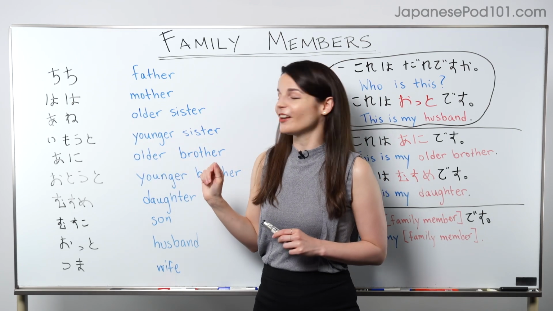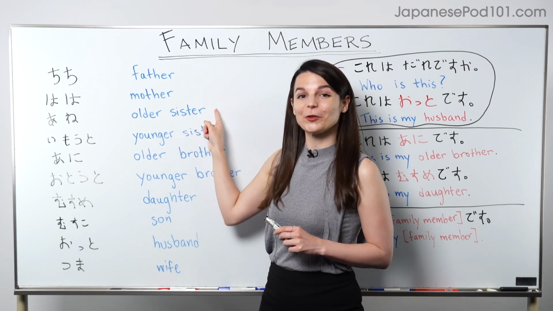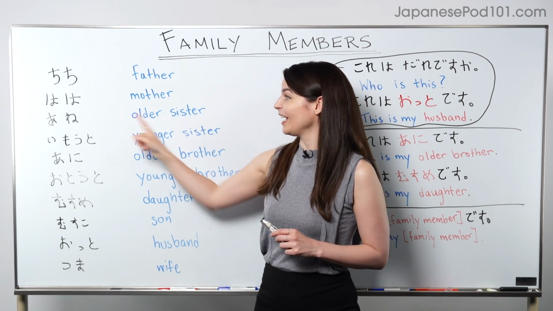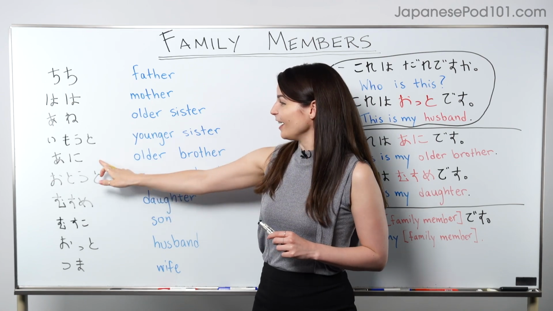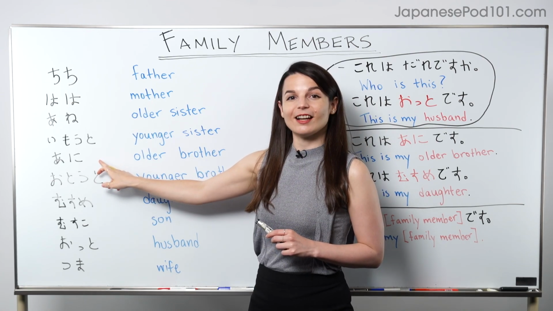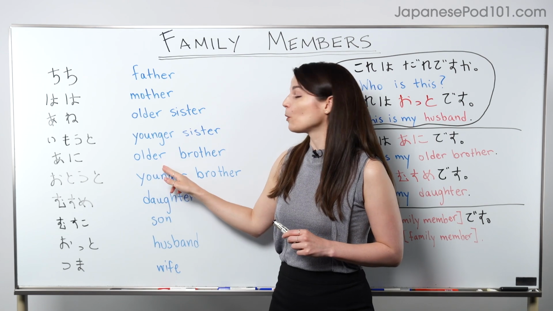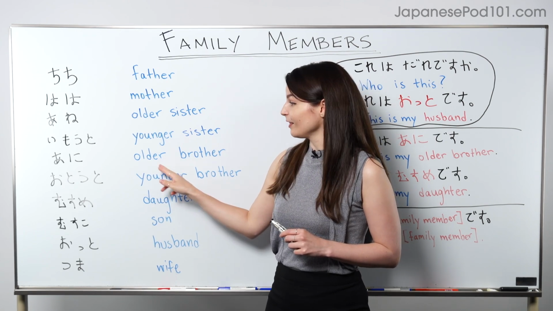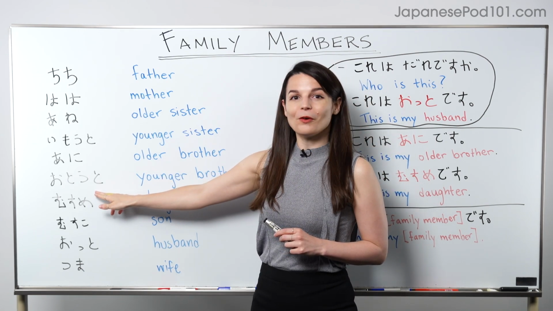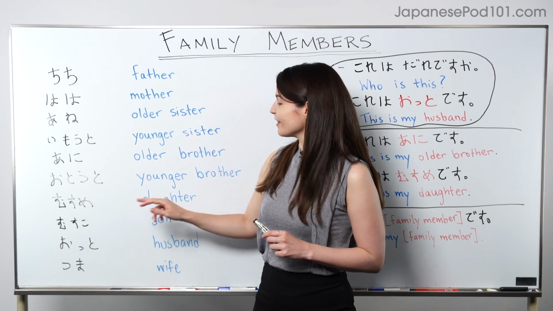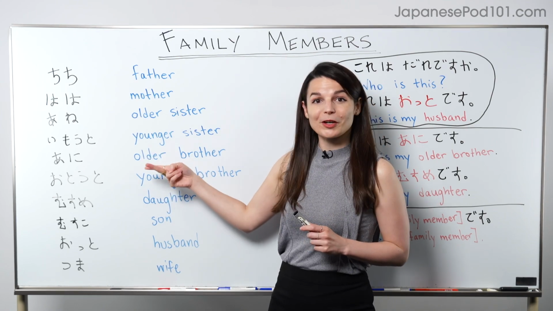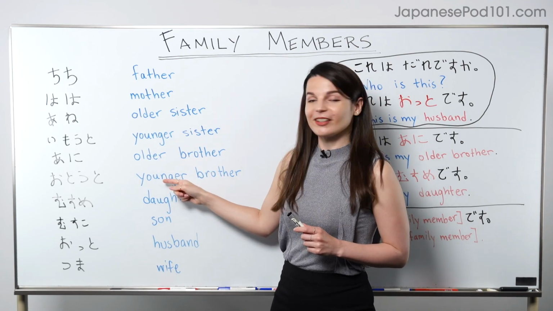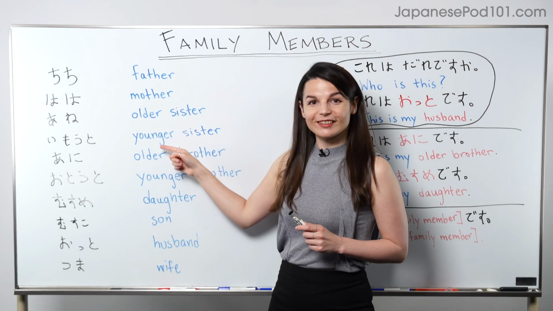This is important to note, this difference. There is a different word for older sister and younger sister: ane and imoto. Okay, next is ani. This means older brother, and ototo, which means younger brother. So this is important to note. In Japanese, there are separate words for older brother and younger brother, and for older sister and younger sister.